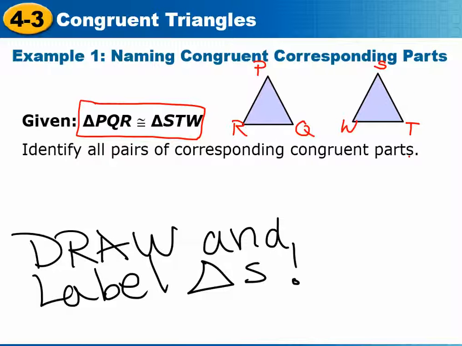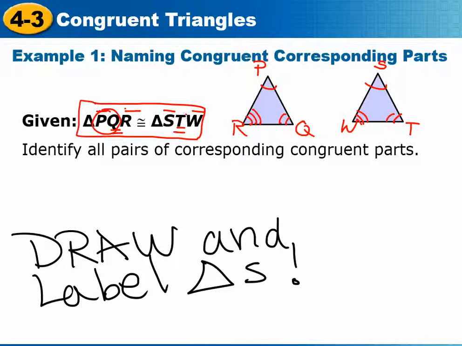Now I'm going to name all the parts that correspond. Vertex P corresponds to S. Vertex Q corresponds to vertex T. And R corresponds to W. And so we label them by putting 1 angle mark on P and S, 2 angle marks on Q and T, and 3 angle marks on R and W. Now let's name the segments.